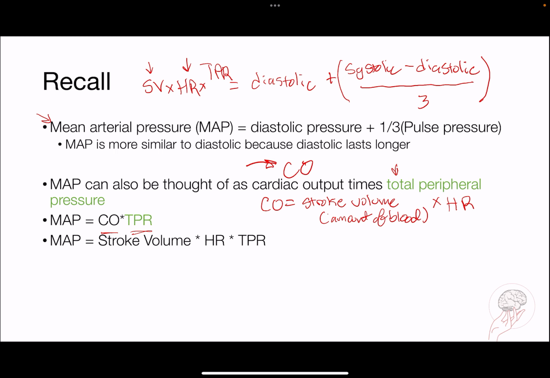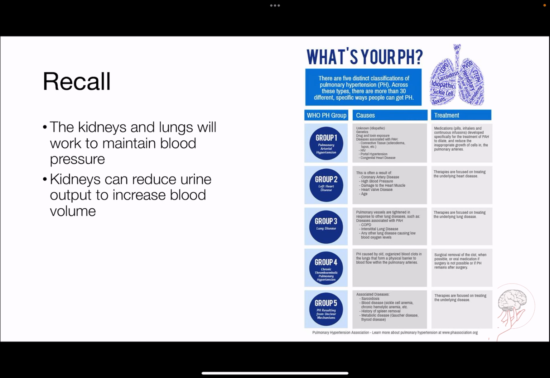Another way of thinking of it is our mean arterial pressure is more similar to our diastolic, but it's the systolic minus the diastolic, 1/3 of that plus the diastolic. Our mean arterial pressure is more than the diastolic because otherwise blood would flow backwards. So then we have to press harder to get the blood out of our heart.